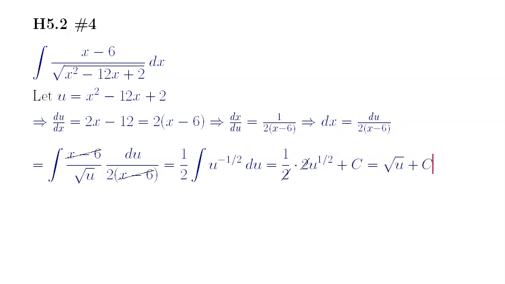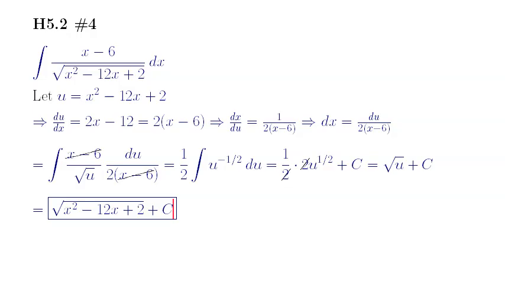Then the last step is to put the original expression back in. So we have the square root, but originally u was x squared minus 12x plus 2, and then plus some constant c. So this is the answer. Maybe I should box it in. So if I box it in, we got that.